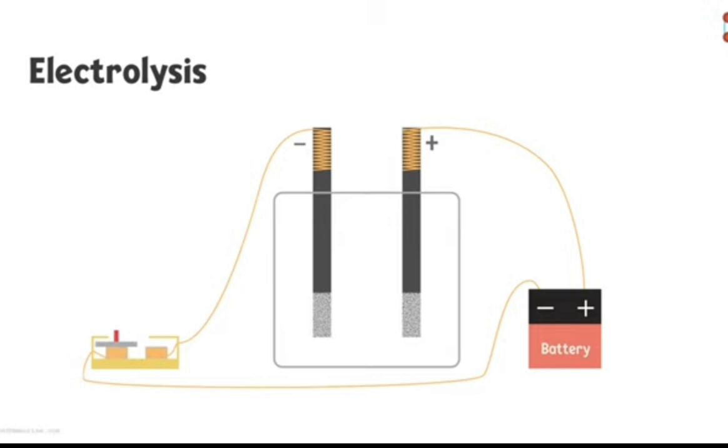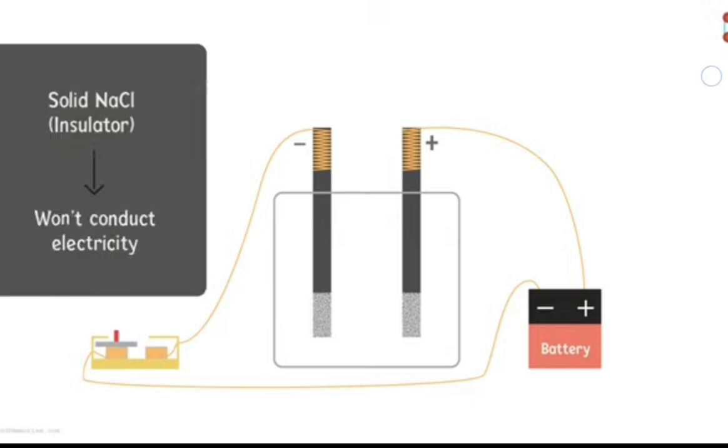not have any free space for the movement of electrons or the ions. So in the solid state, the NaCl, that is the sodium chloride, does not conduct electricity. So the sodium chloride is an insulator at the solid state. For this we have to melt the NaCl for the conduction of the electricity.